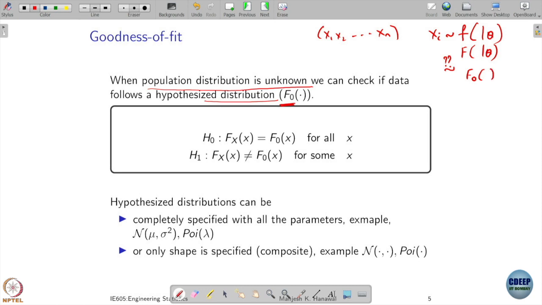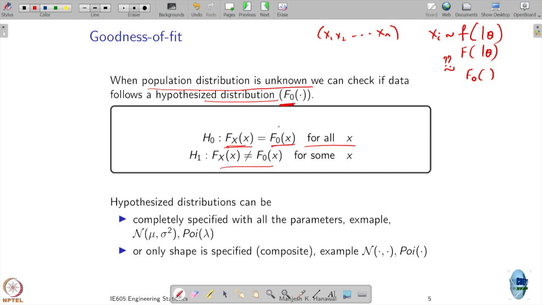Now, what is my hypothesis? My test can be posed as: my CDF is that of F naught, which I am hypothesizing, and this holds for all possible values of x. The alternative hypothesis is that it differs at at least one point. That is, the distribution of my data points is not the same as the null hypothesis distribution at at least one point.